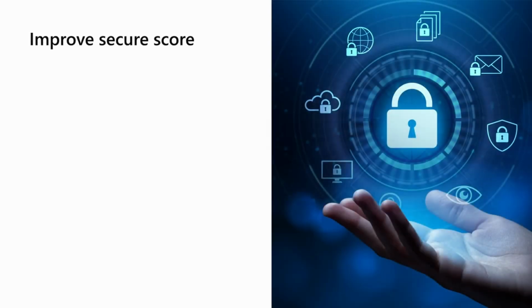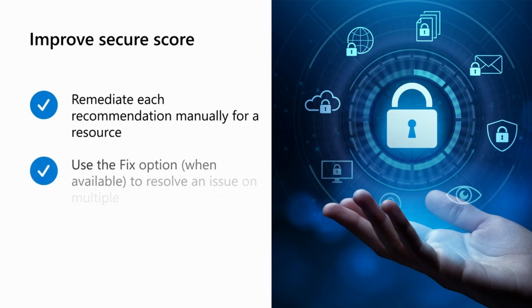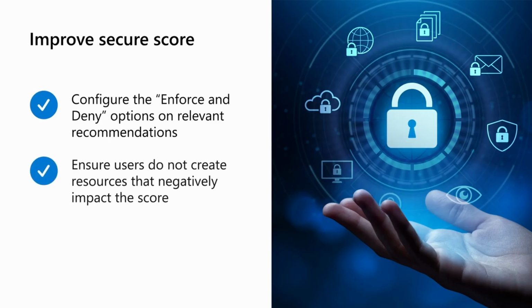To enhance the secure score, addressing the security recommendations listed is crucial. You have 2 approaches. Manually remediate each recommendation for individual resources or utilize the fix option when available for swift resolution across multiple resources. Additionally, you can optimize your score by configuring the enforce and deny options on relevant recommendations. This helps improve your score and ensures your users don't create resources that could harm it.